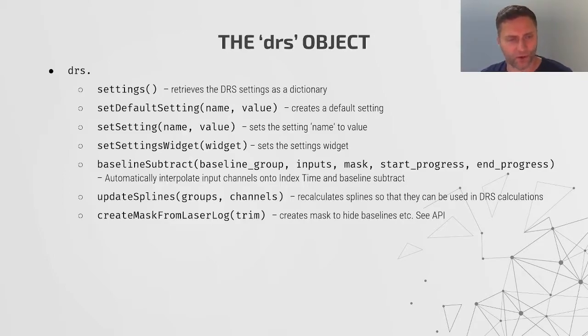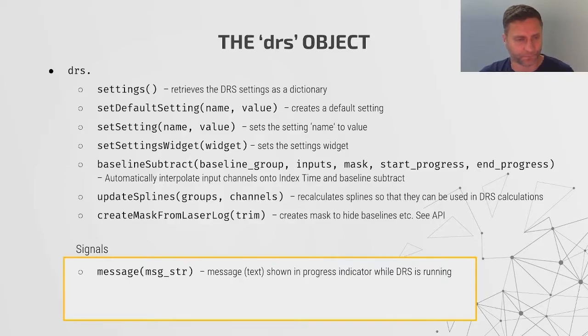There are a couple of other options for this create mask. There's a couple of other functions, and I'll refer you to the API on the website for those, but they're very simple. They just take a couple of parameters and you can create masks from those. There are also some signals, just like in the previous modules that we've looked at. The first is the message signal, and this is the message that's shown in the progress indicator while the DRS is running. So this alerts the user as to what's happening at this step of the DRS.